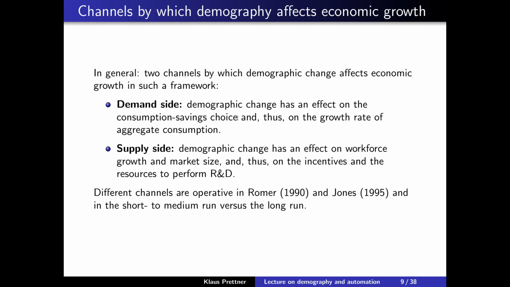And different channels, as we will see, are operative in the Romer versus the Jones model, and also in the short to medium versus the long run. So we will see, for example, that in the Romer framework, the supply-side effects are switched off by the demographic assumptions, while in the Jones model, for example, demand-side and supply-side effects will be present in the short to medium run, but the demand-side effects will die out in the long run when we converge to the long-run balanced growth path.